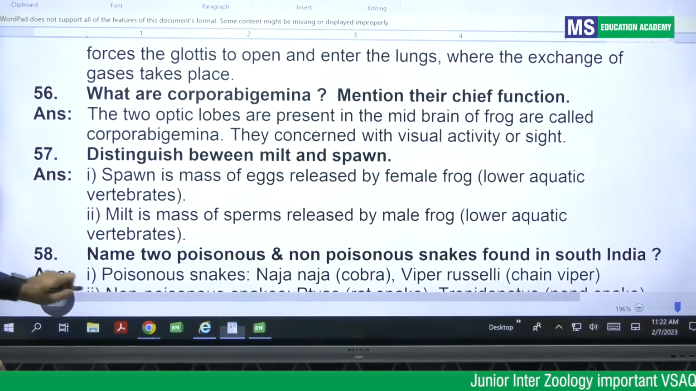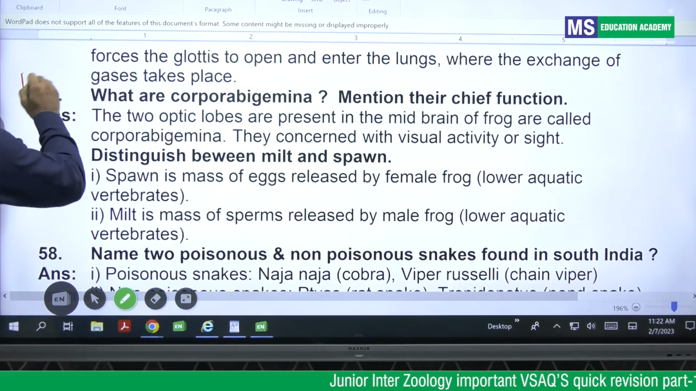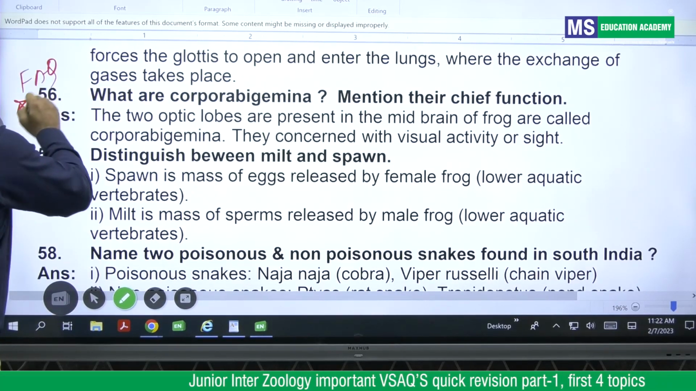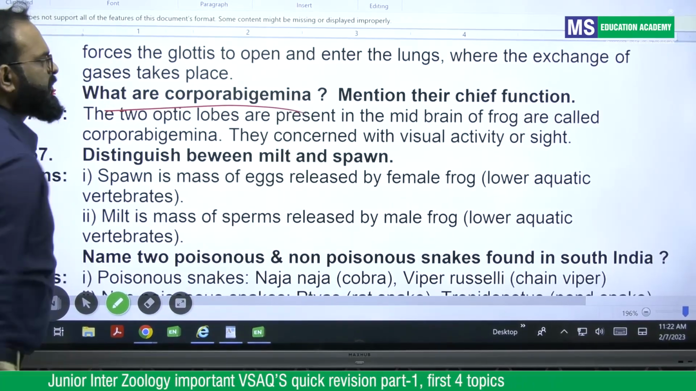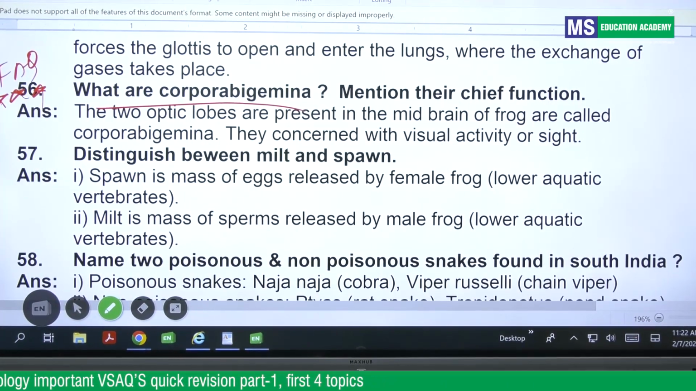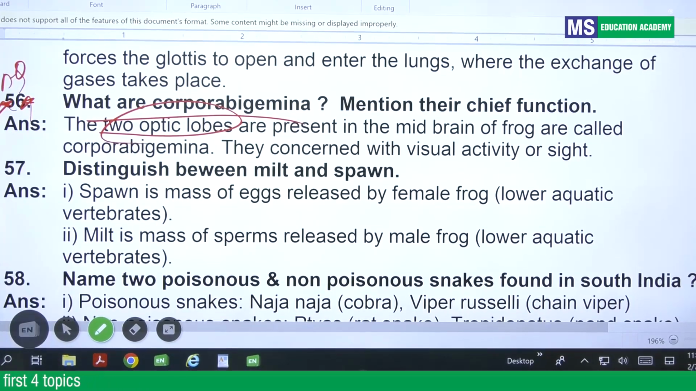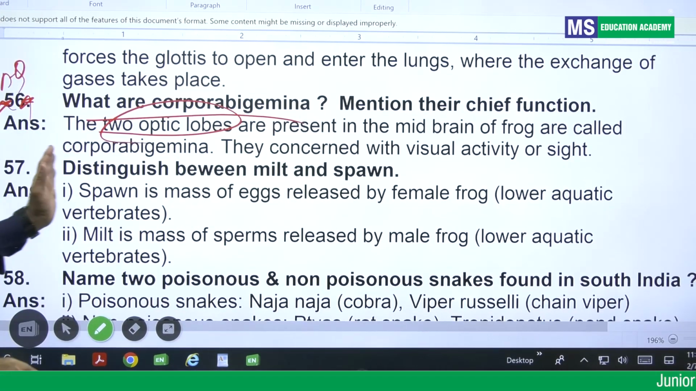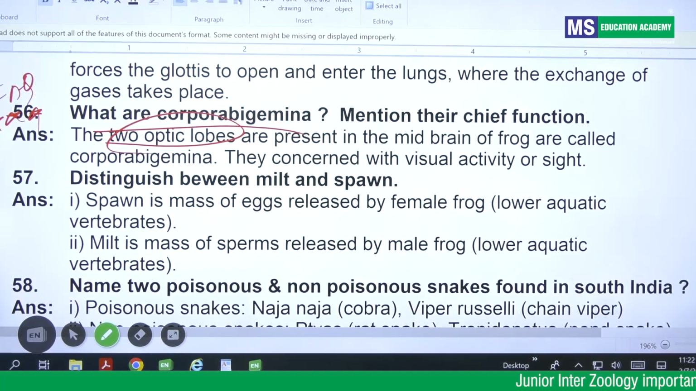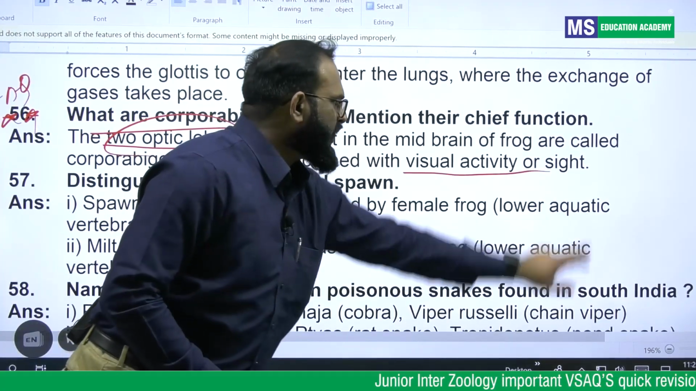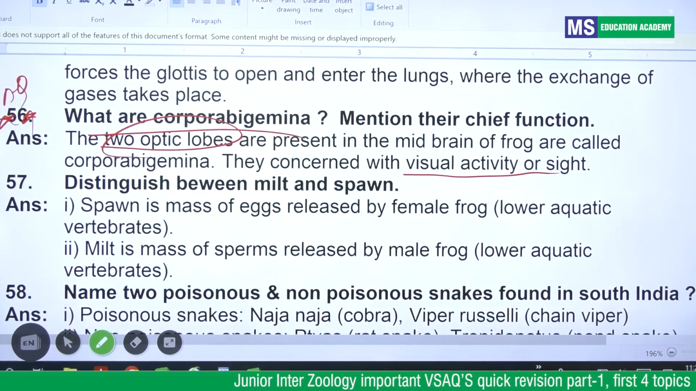Another important FAQ, students, frequently asked question. What are Corpora bigemina? Mention their chief function. The 2 optic lobes are present in the midbrain of frog, and this is called Corpora bigemina. They are connected with visual activity or sight.